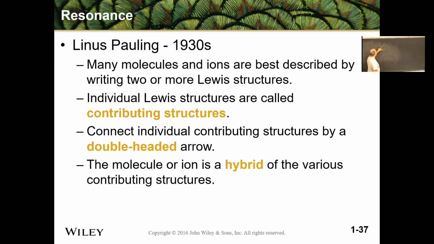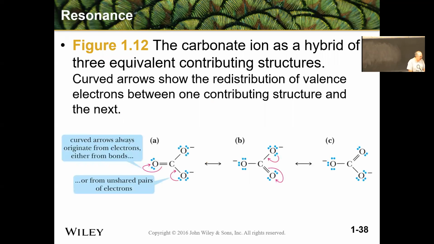In resonance structures, we are only moving around the electrons. Here we can move atoms. So here we have the carbonate ion again. Here's the double-headed arrow. And this illustrates the pushing of electron pairs.